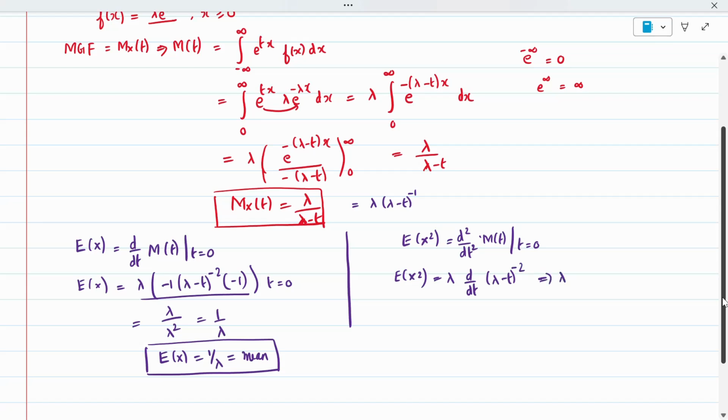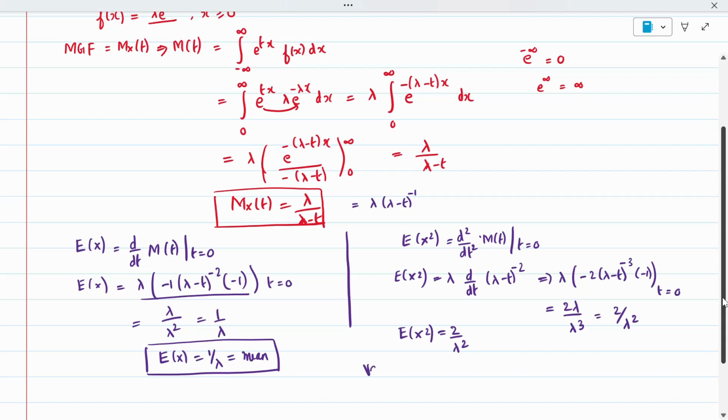Now lambda is a constant. When I do one more time, minus 2 into lambda minus t the whole power minus 3, into again one more minus symbol. Now put t equal to 0 in this. T equal to 0, minus minus plus. So 2 lambda divided by lambda cube, it's 2 by lambda squared. I am getting the answer: E of x squared is 2 by lambda squared.